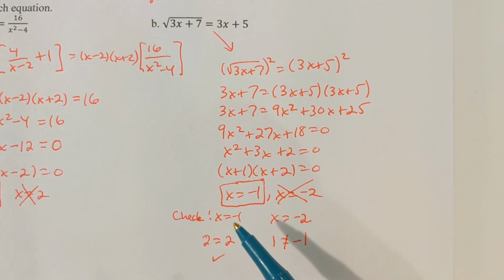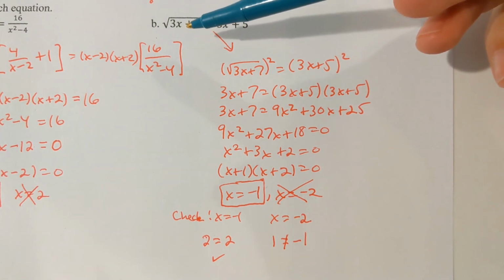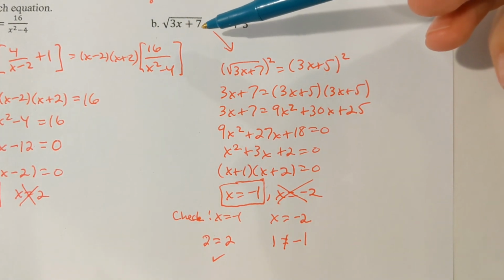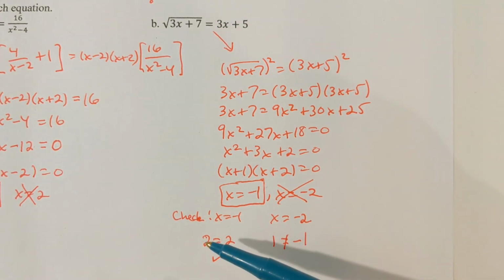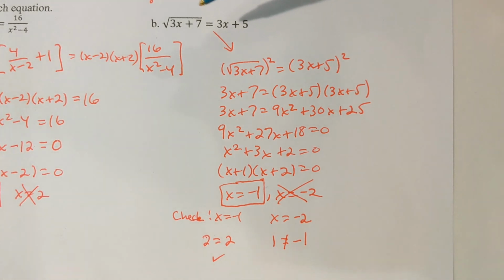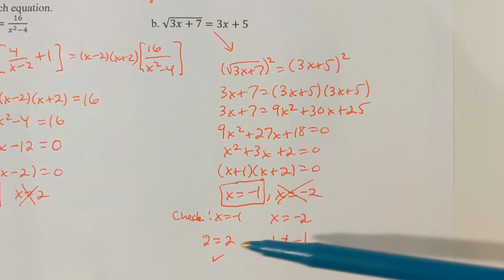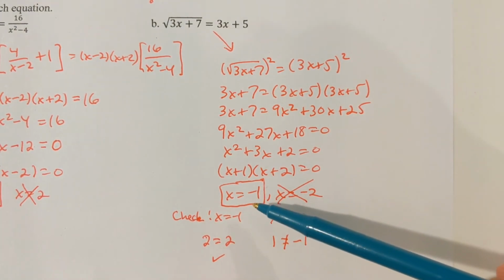Well, if I check negative 1 by plugging that into the original here, 3 times negative 1 is negative 3, plus 7 is 4. The square root of 4 is 2. And on the right, when x is negative 1, 3 times negative 1 is negative 3, plus 5 is 2. Okay, 2 equals 2, that's a true statement. So negative 1 is going to be kept.